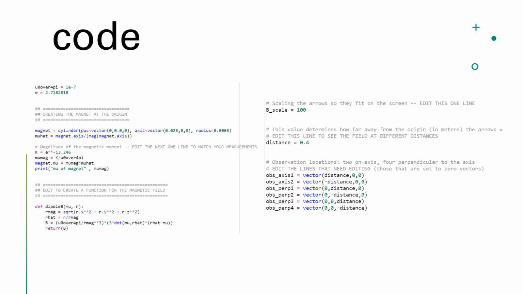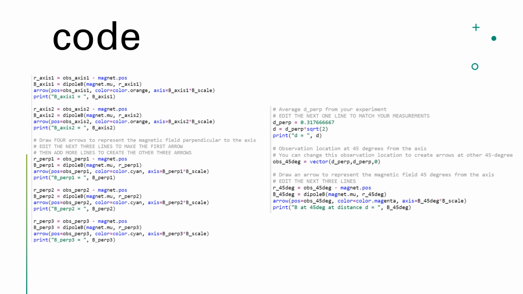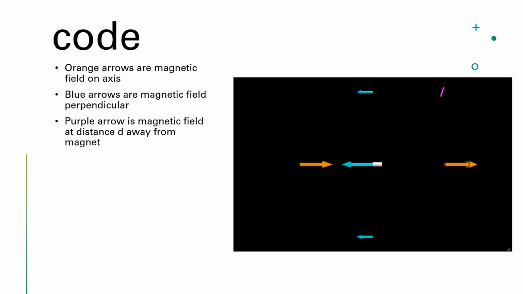For the computational model, I first inputted my constants and did my calculations for k and mu, and then I also created each observational axis. This code just shows how I made each r vector using the observational axes and mu and the dipole function that I made earlier. This was a resulting model. The orange arrows are the magnetic fields on axis, the blue arrows are the perpendicular magnetic field, and the purple arrow is a distance d away from the magnet.